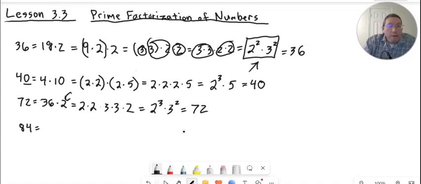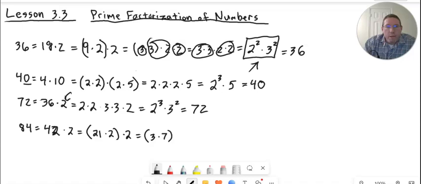84 is even, and therefore it's divisible by 2, and we would wind up with 42. Oops, 42. Why my pen's not writing? Okay, there we go, times 2. All right, 42 is also divisible by 2, so that becomes 21 times 2, and then we have times 2 again. Well, what about 21? Well, 21 is 3 times 7. So we wind up with 3 times 7 times 2, and then times 2 again, times 2.